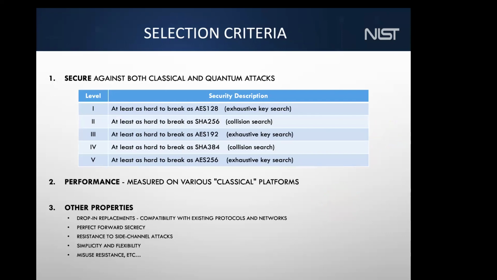Now, when we announced this, we announced the criteria we would be using. First and foremost, security. Second, performance. And then third, a number of other properties. Security, there's a lot of different ways to measure it. We defined 5 security categories so that submitters could pick parameters and tell us that, okay, these parameters provide security level 1, which means it's as hard to break as AES 128. And that enabled us to help compare these algorithms together, even though it's still a little bit like comparing apples and oranges. So those are the criteria that we used.